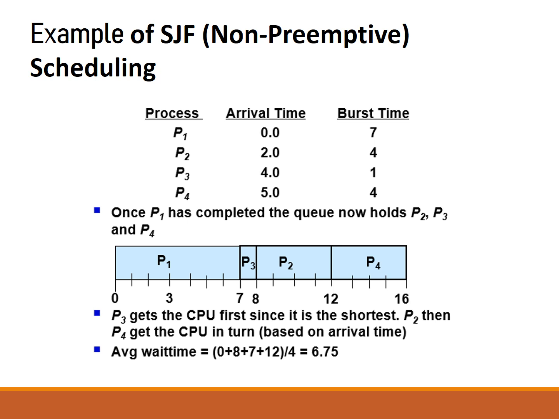Welcome to this quick guide on the shortest job first, SJF, scheduling algorithm. Let's take an example. We have four processes P1, P2, P3, and P4, with their arrival and burst times.